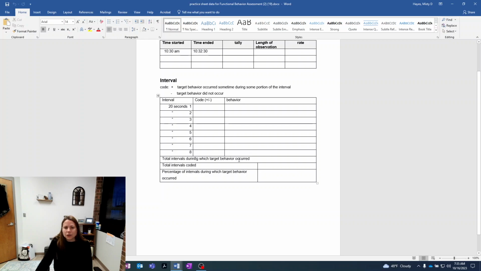When we get done, you're going to have to add up. You see where it says total intervals during which target behavior occurred? So total intervals were coded. That's this column, coded. Count up how many pluses only, not minuses, and write that number there. And then the percentage of intervals during which the target occurred. This is where you're going to have to do a little calculation, right? You're going to have to divide how many times it happened by how much time you were actually watching them. And now I'll show you an example to make it a little bit easier.